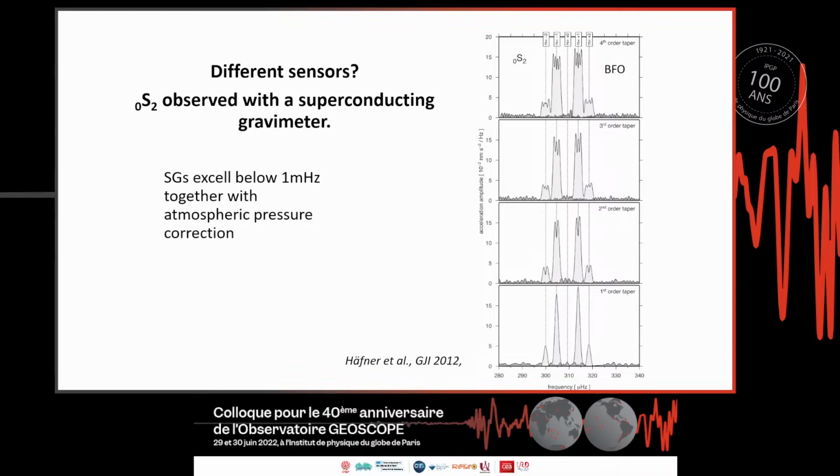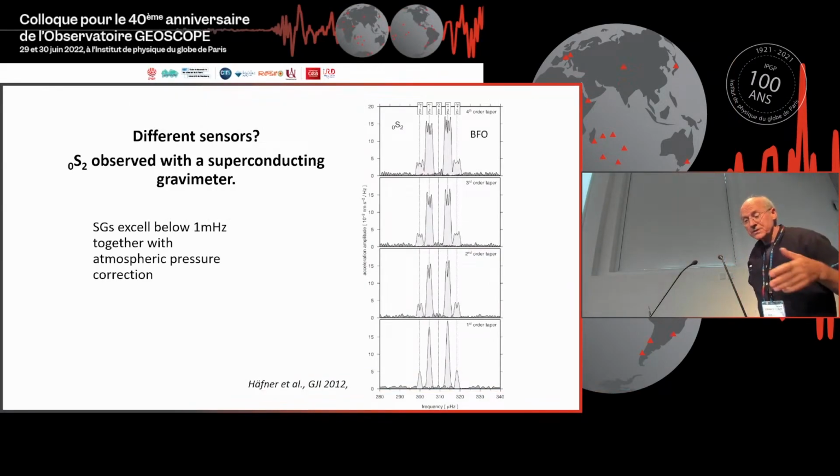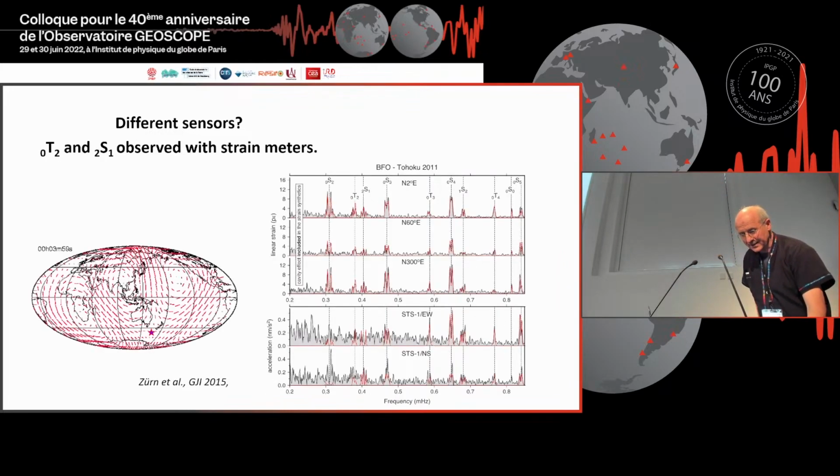And here we have the multi-taper spectra of the mode 0S2, and you really have plenty of signal to get a very precise estimate of the spectra here. So that's wonderful. The wavelength of 0S2 is very large, 20,000 kilometers. We don't need a dense network for 0S2, and I think the global network of superconducting gravimeters is just fine to address these modes here. So I wouldn't propose Geoscope to get an SG gravimeter.